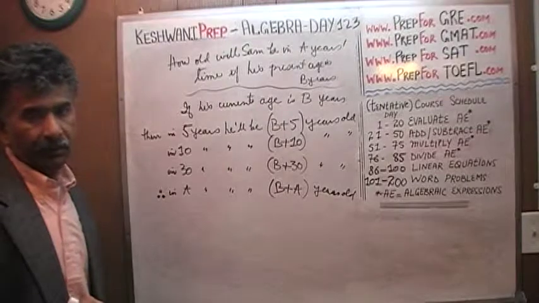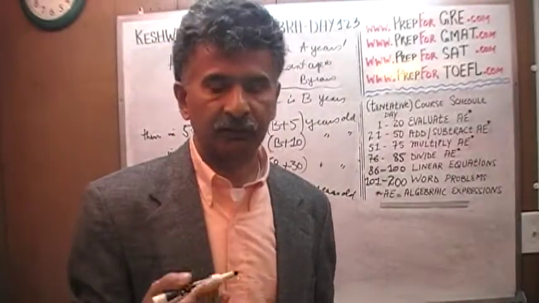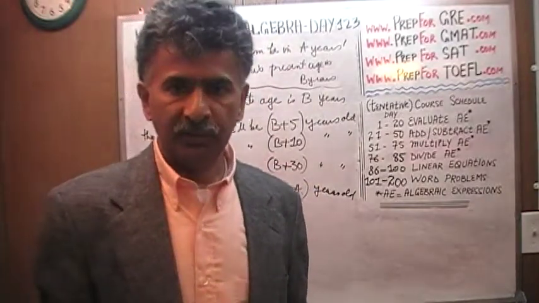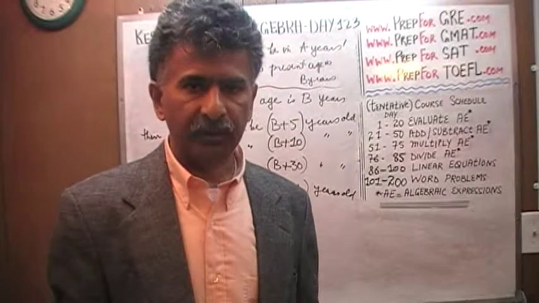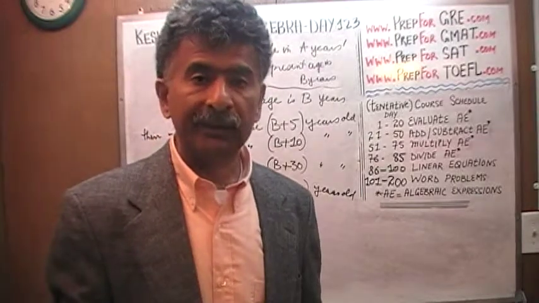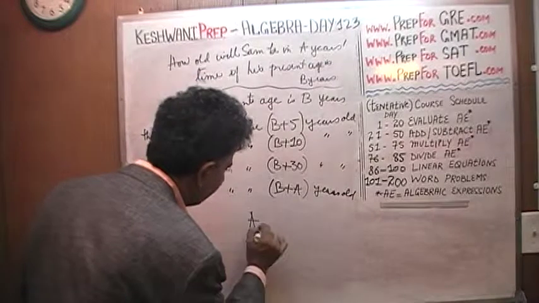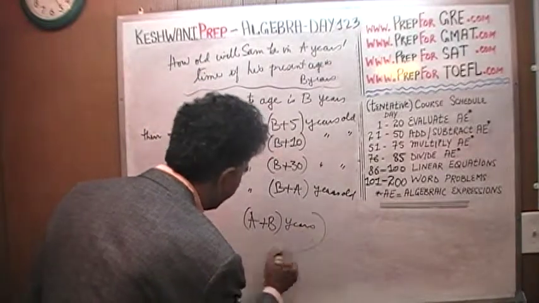But of course, in algebra, there are certain conventions, customs, and rules that we have to observe. The convention in algebra is that the variables, the unknowns, are preferably written in alphabetical order. Instead of saying B plus A, we would say A plus B years. There you go, there is your answer.